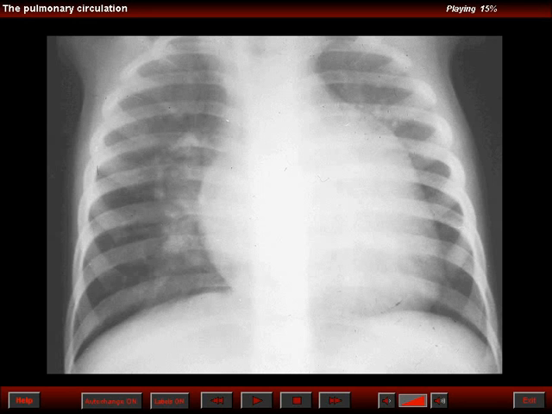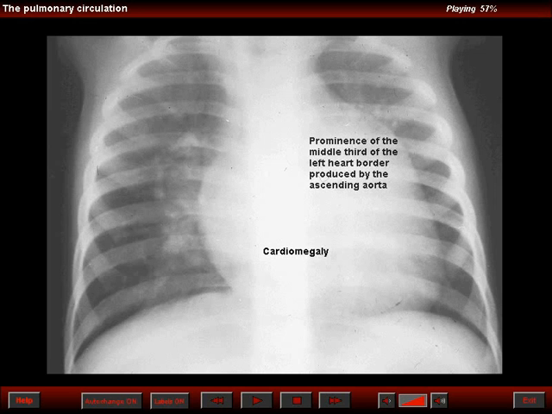Another case of corrected transposition of the great arteries in an infant. Note cardiomegaly, and note the bulge in the middle third of the left heart border. The vascularity of the lung was slightly increased.